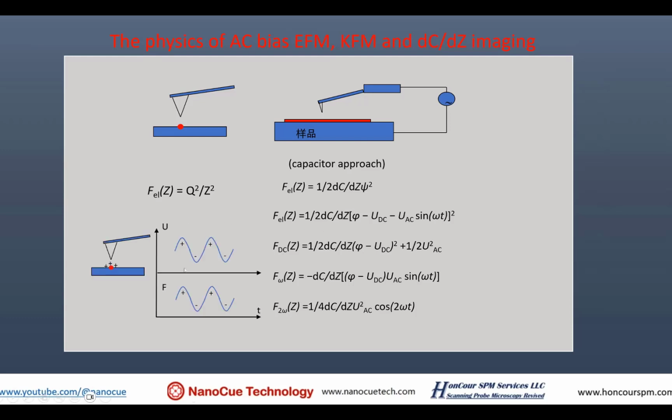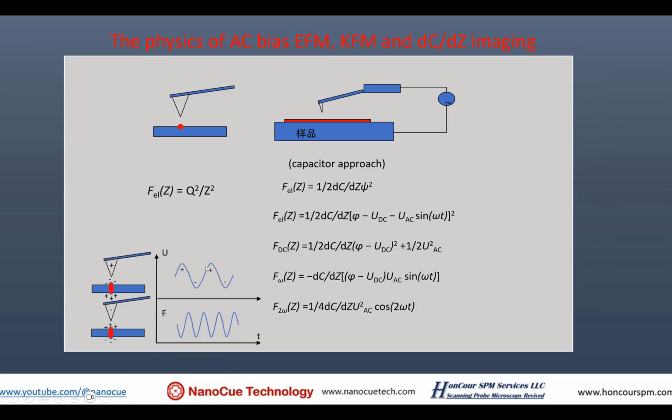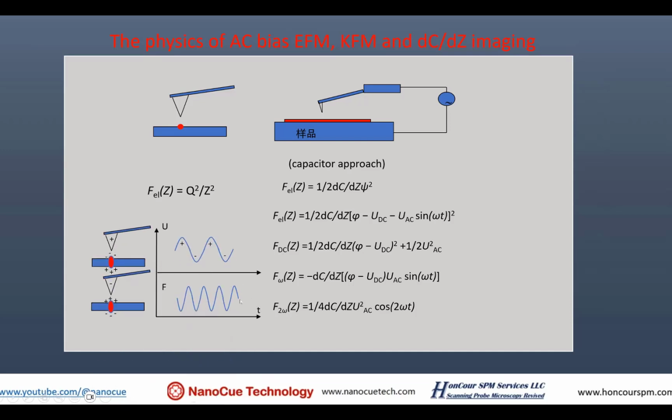Okay, so this is the Kelvin force, and this is the double frequency. Double frequency measures, how do I call it, permeability, or how do I say, the capability of the sample being polarized by the tip.